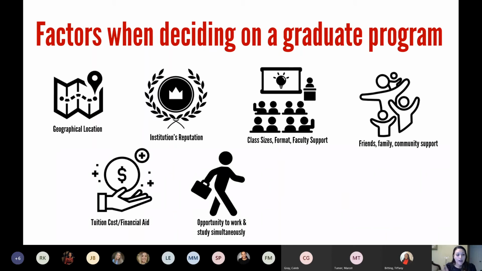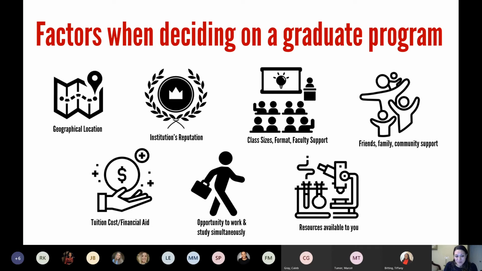I mentioned it earlier, but one of your top factors could be the opportunity to work and study simultaneously. Some professions and occupations may really encourage their employees to work and study at the same time, because maybe it's an investment from the company. So that could be something that you might be looking for. Or in your decision, you might think, well, I'm ready to advance my profession or my career. Maybe I'm ready to start a new career, whatever that looks like for you. This could be one of your factors as well.